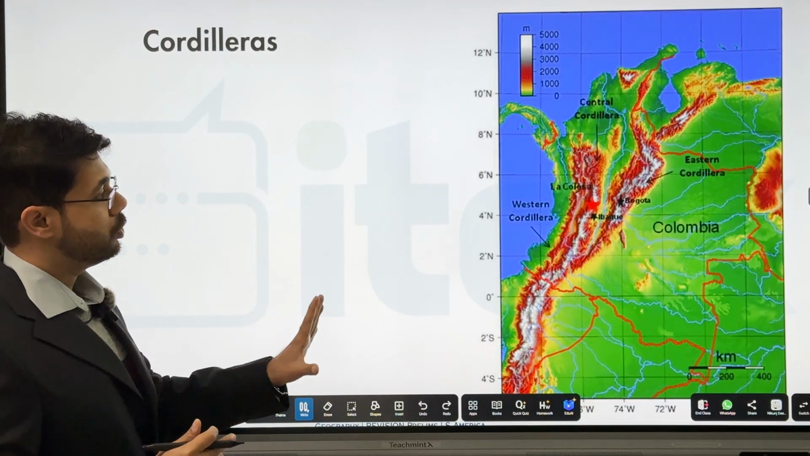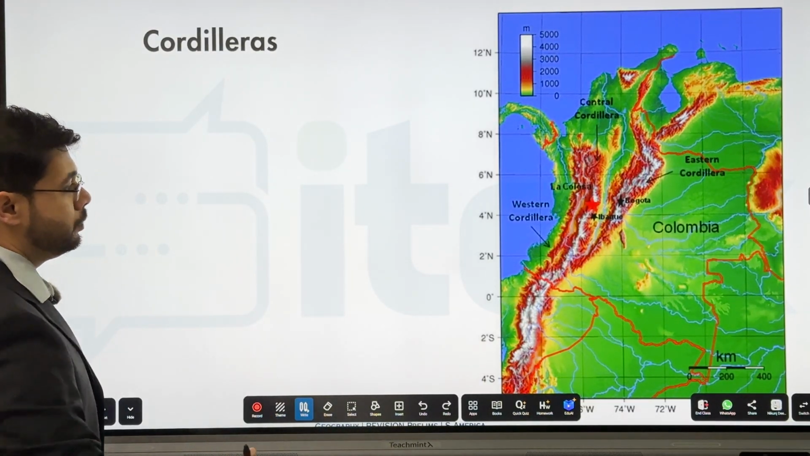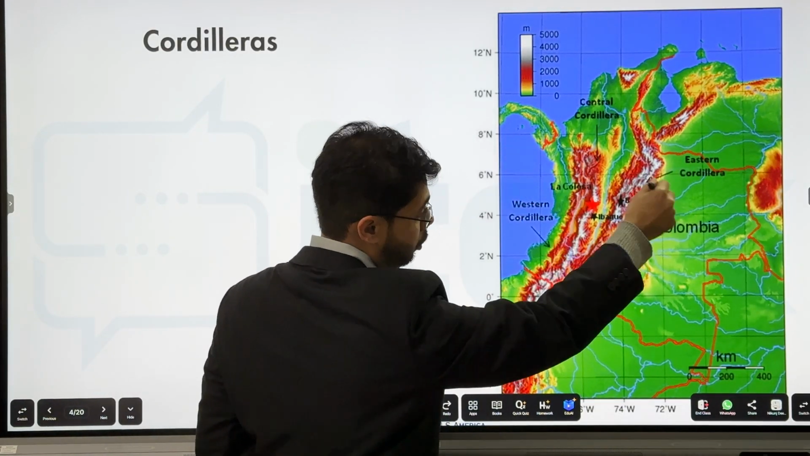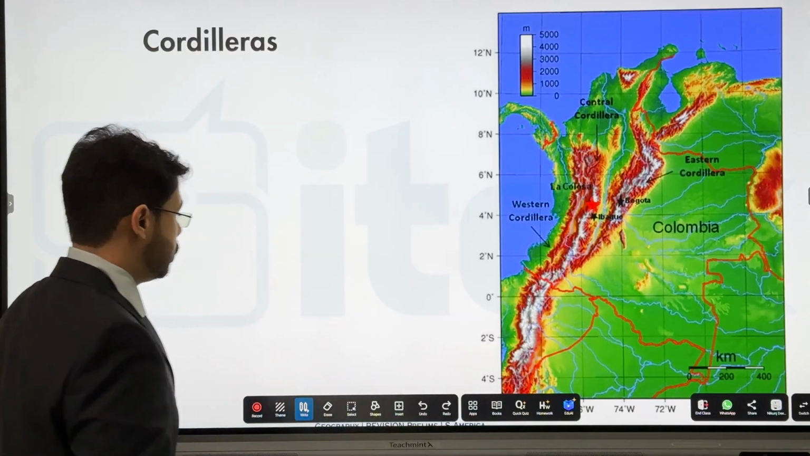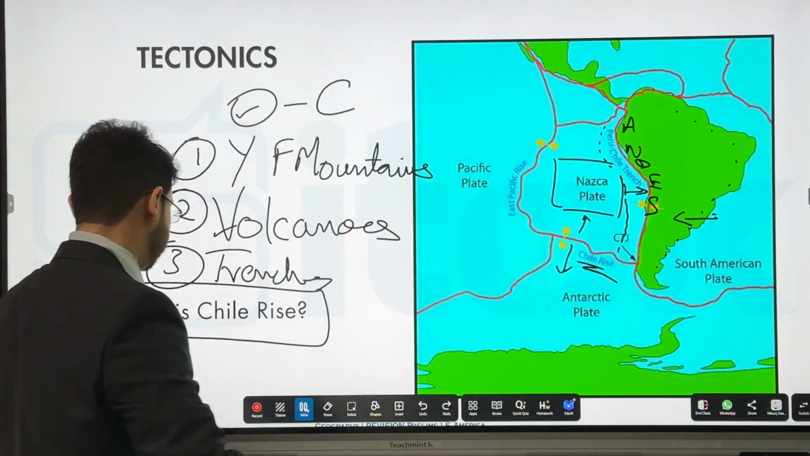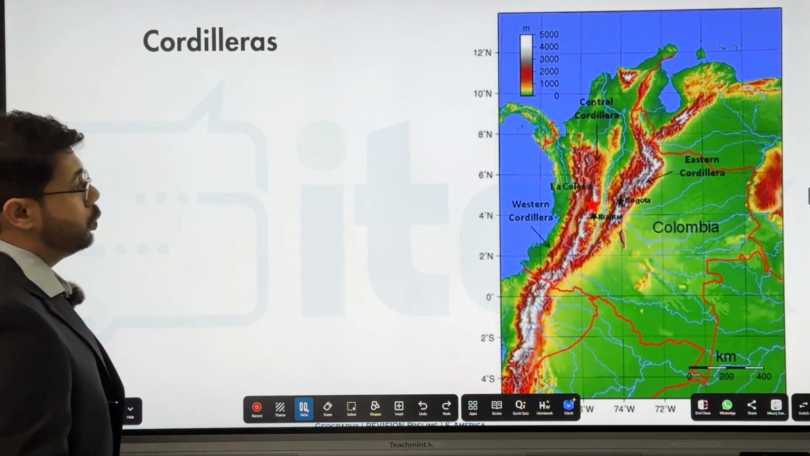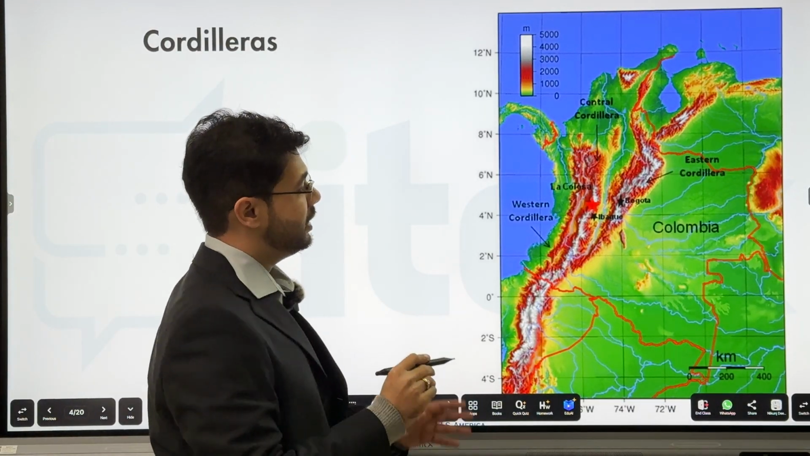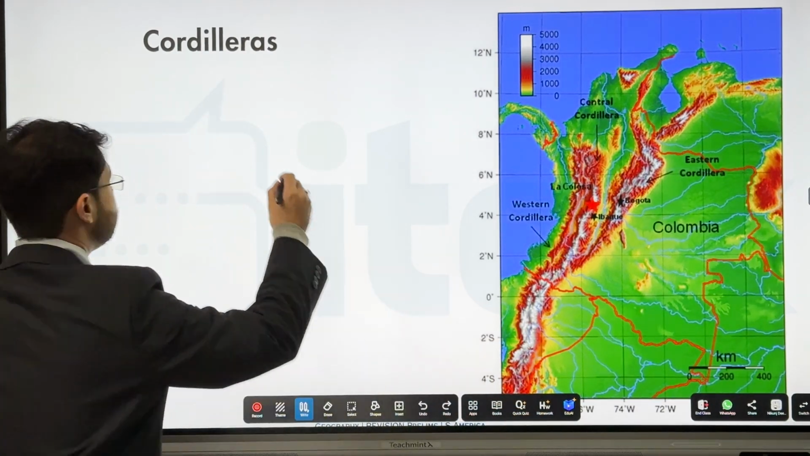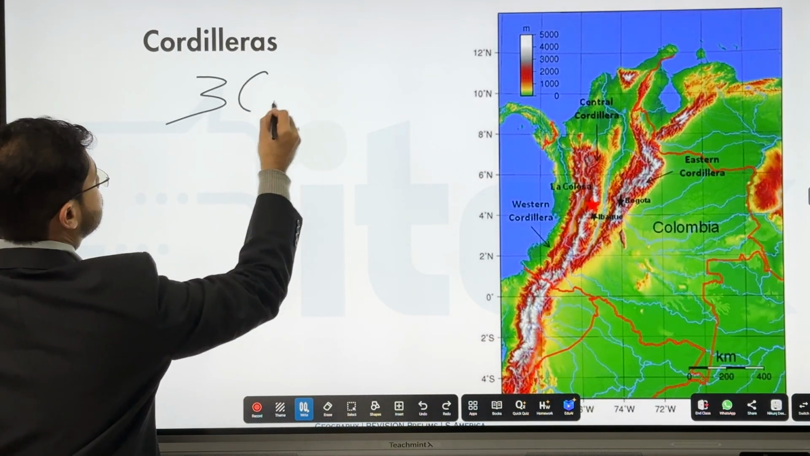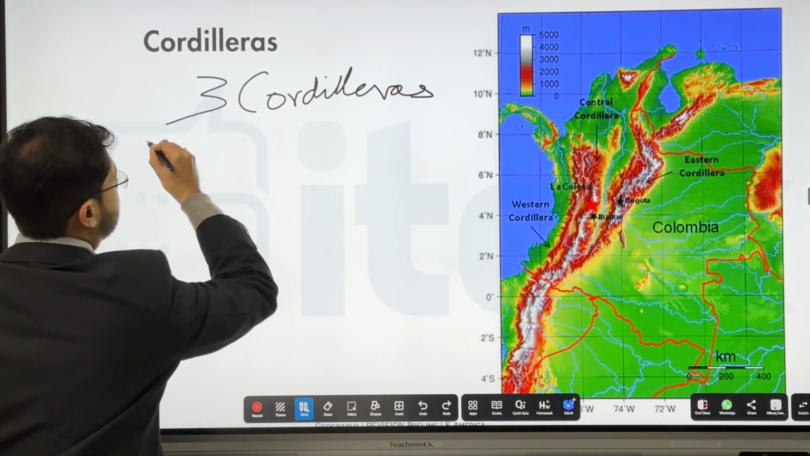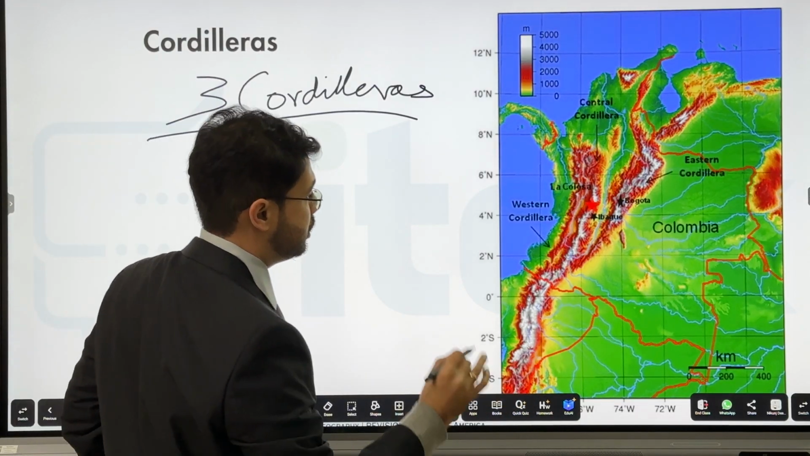Over here, I have just focused on the northern part of South America. You can see Colombia over here, and there is Venezuela present on the border of Colombia, right there. So this region over here, this is the one I'm focusing on, because this has a clear-cut distinction between the three Cordilleras. So South America has three Cordilleras. Now, one is the Western Cordillera.